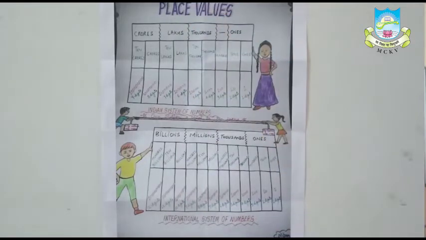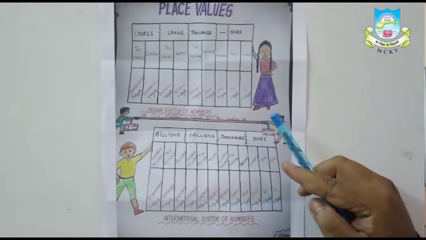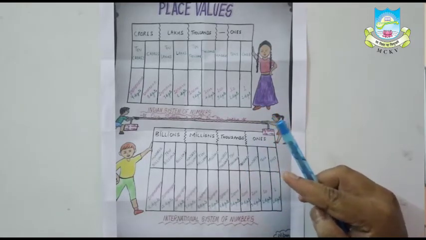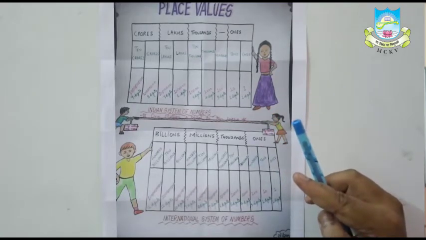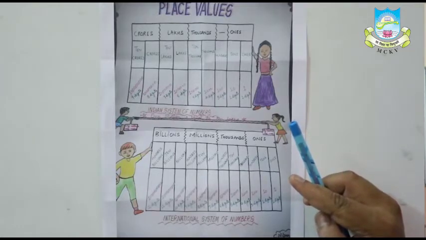Now what are place values? Place value means that when you read any number, it is associated with two things. First is the face value of the digit and then the place value of the digit. Take for example the number 1. Now the number 1 comprises how many digits? There is only one digit.